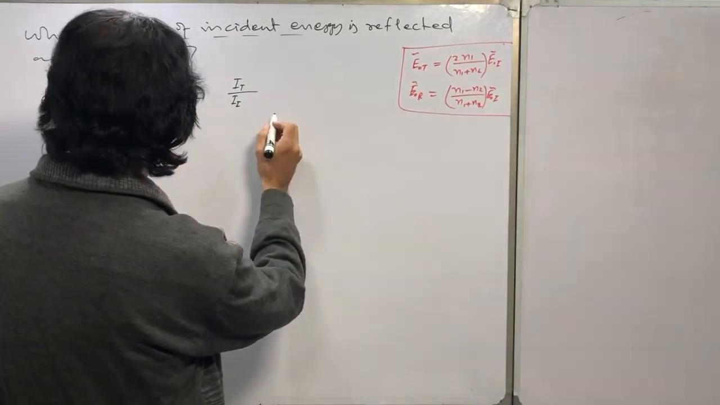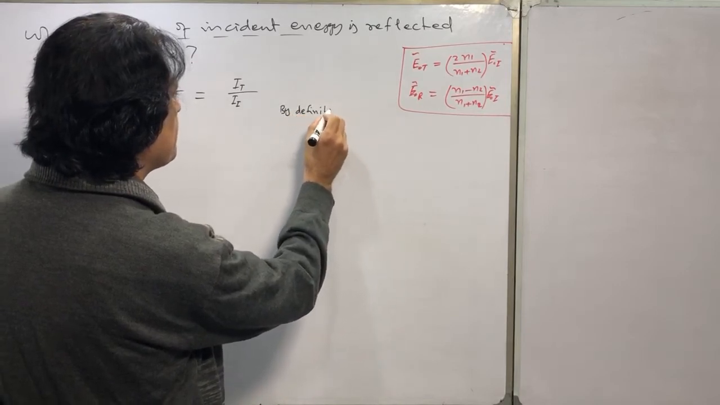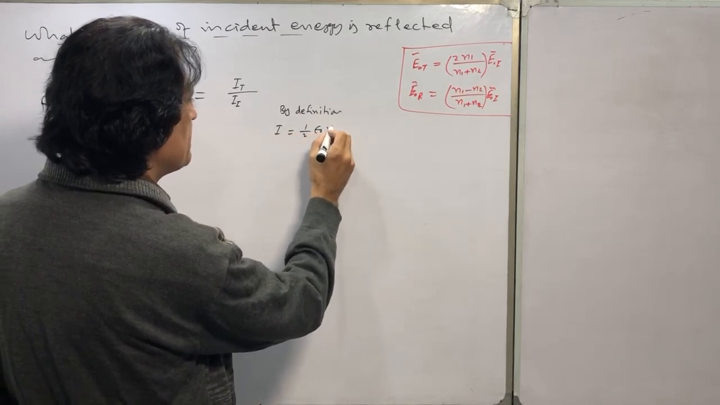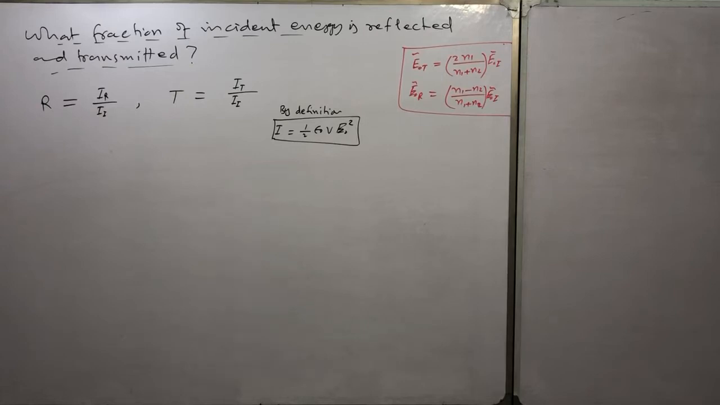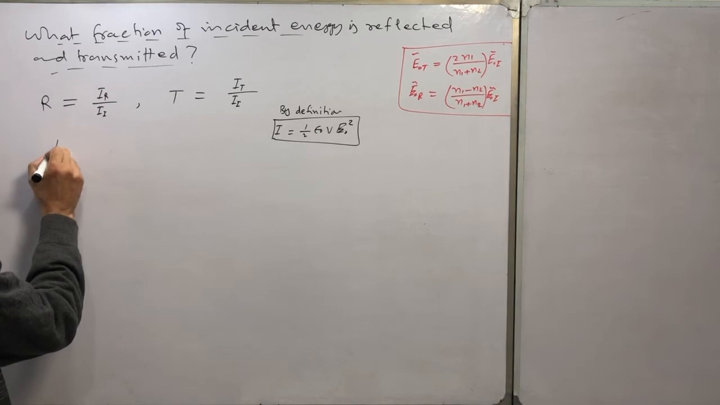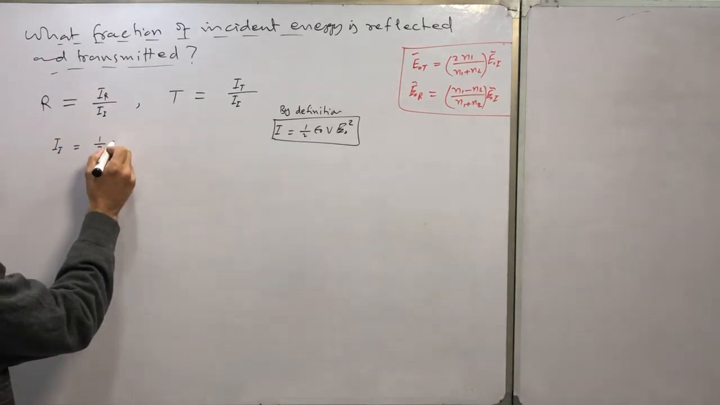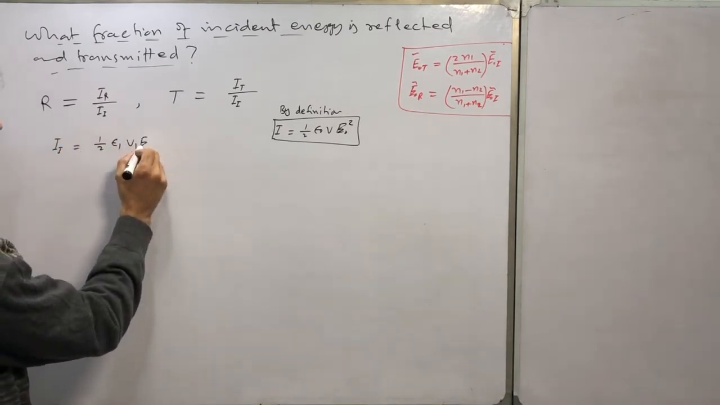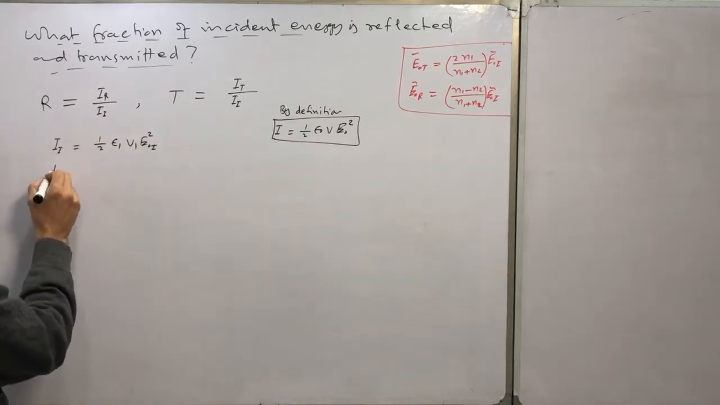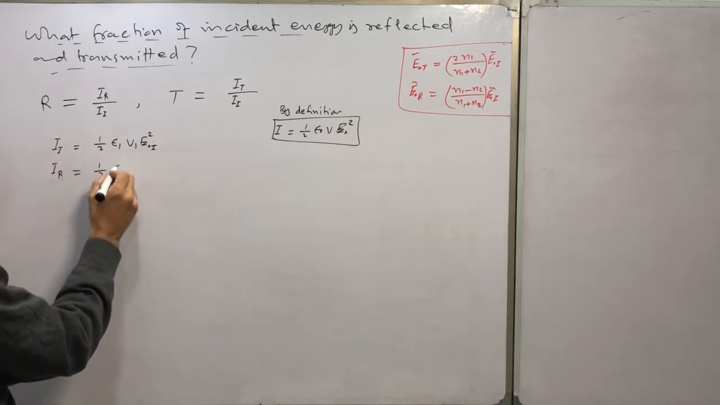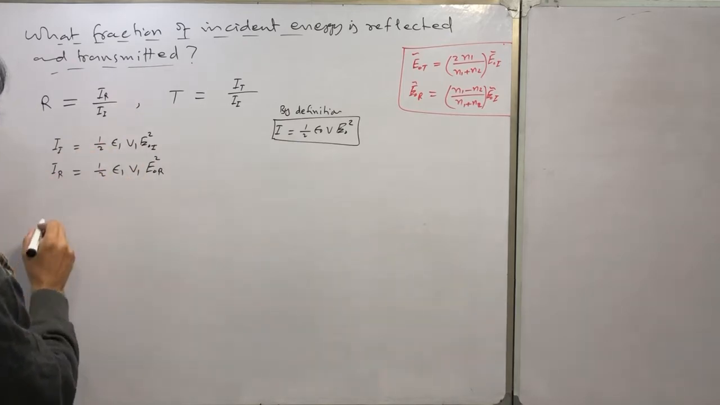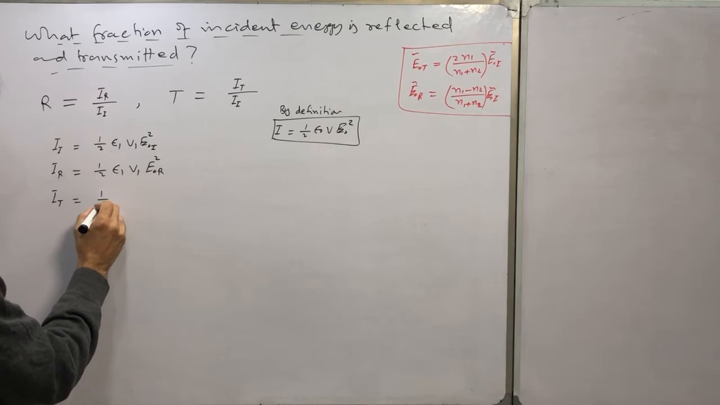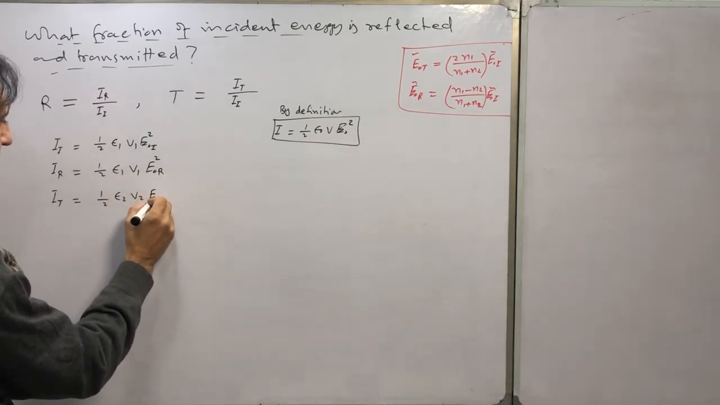And by definition, the intensity is 1/2 epsilon naught V E naught square. This is the definition of the intensity. Now, if we define the intensity of incident light, then the incident light II will be equal to 1/2 epsilon 1 V1 E naught I square. And the intensity of the reflected light will be equal to 1/2 epsilon 1 in the first medium, V1 is the velocity in the first medium, and E naught R square. And the transmitted intensity must be equal to 1/2 epsilon 2 V2 E naught T square.